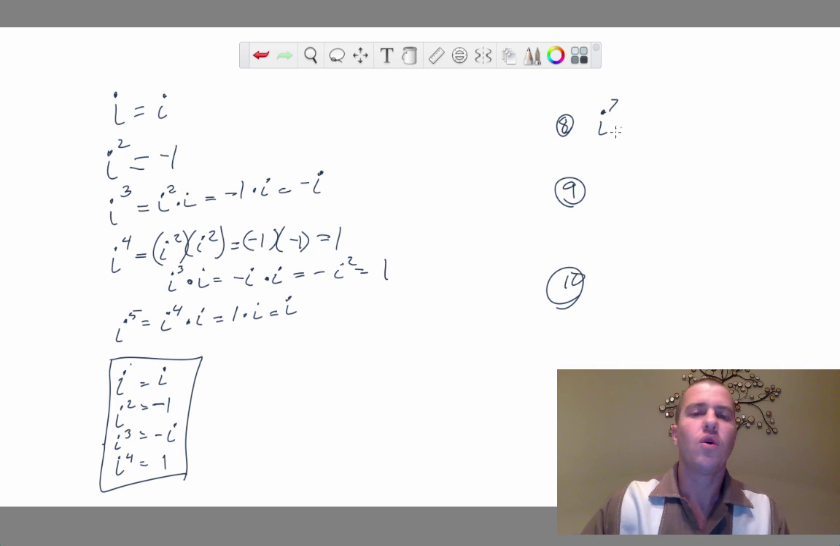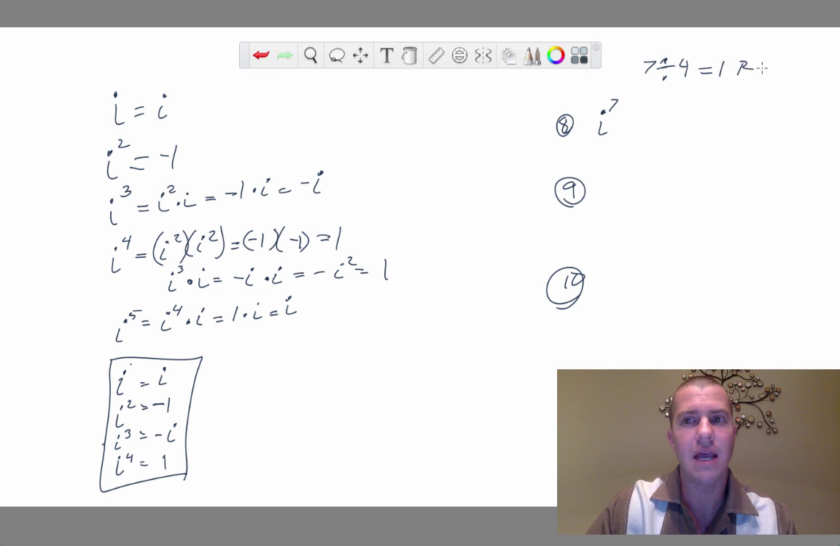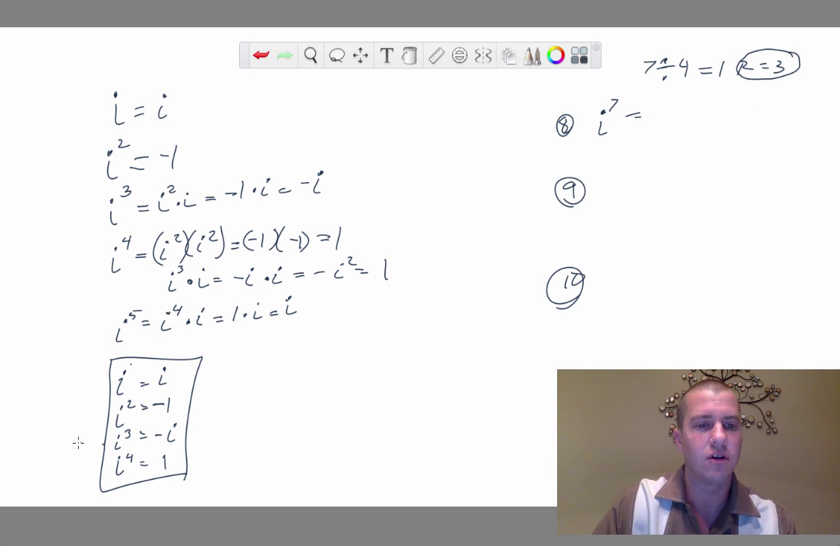Hopefully it's only 4. So what you need to look at basically is what you do is you take this exponent, divide it by 4, and it doesn't matter how many times 4 goes into that. What matters is the remainder. 4 only goes into it once, but the remainder is equal to 3, and this is what's important. So because the remainder is 3, it's going to be equivalent to i to the third. So that means that i to the seventh is equal to negative i.